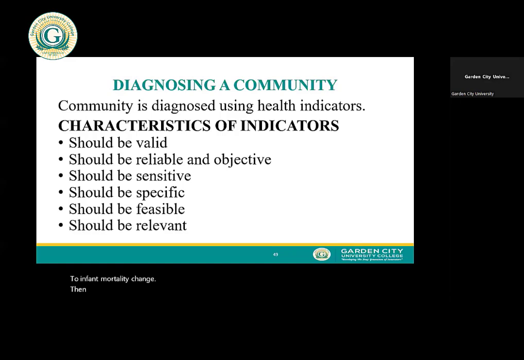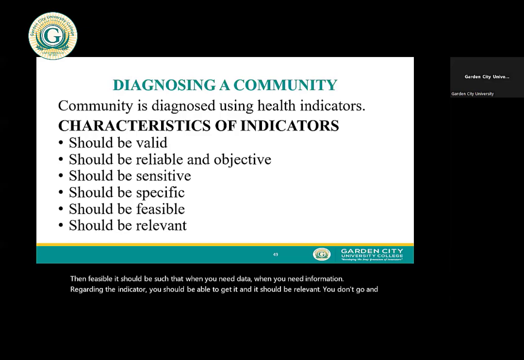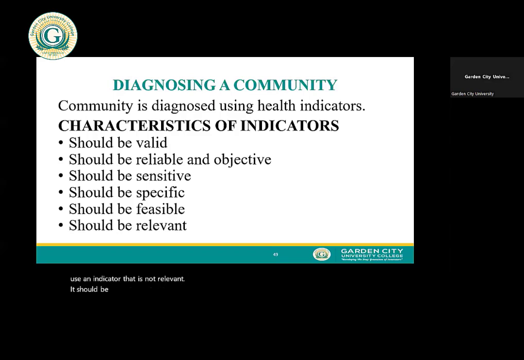Then feasible. It should be such that when you need data, when you need information regarding the indicator, you should be able to get it. And it should be relevant. You don't go and use an indicator that is not relevant. So valid, reliable, objective, sensitive, specific, feasible, and relevant. These are some of the characteristics of the health indicator that you will use.